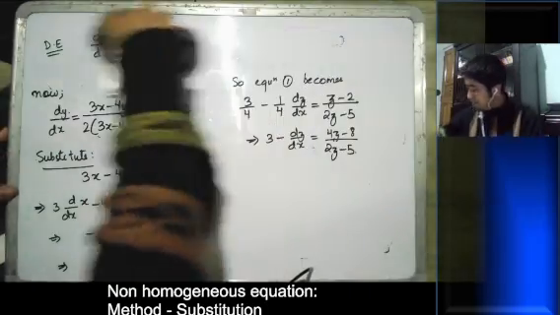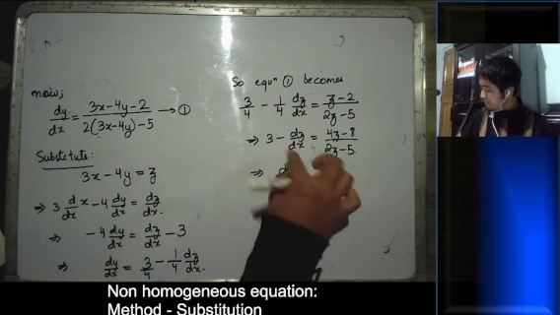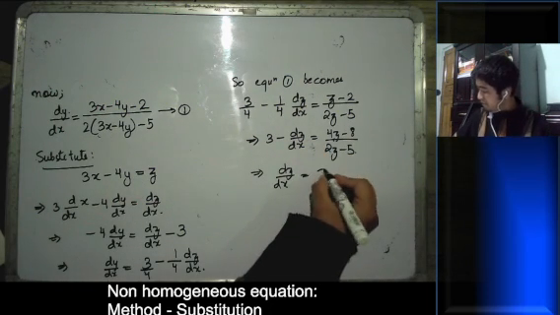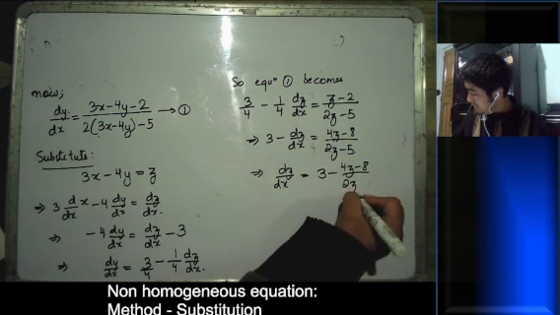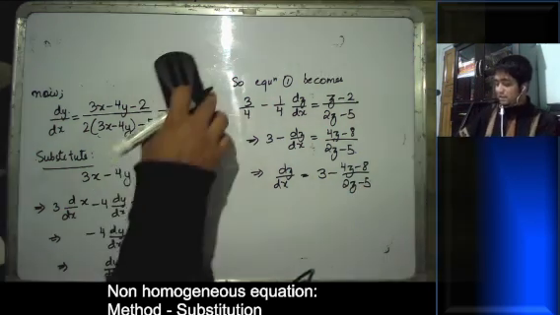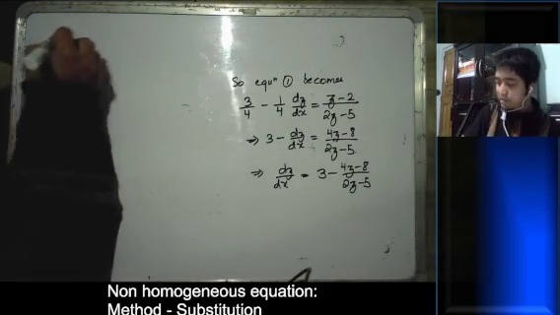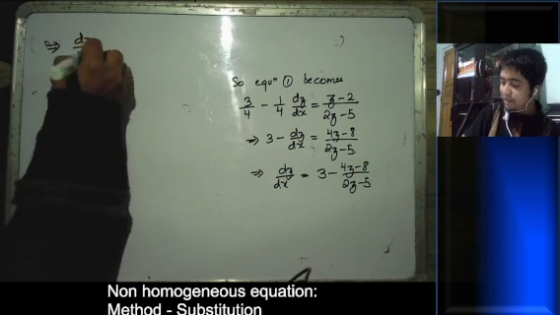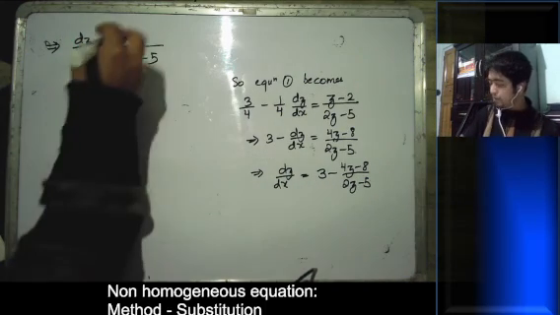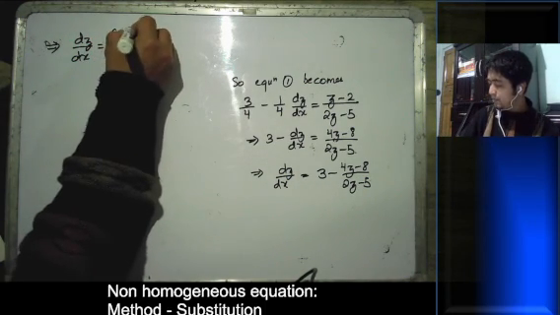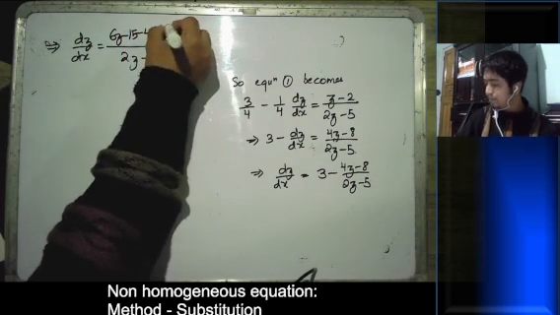Okay, so dz/dx, if you take this one to that side, you will be getting 3 minus 4z minus 8 upon 2z minus 5. So this is what we are getting. So if you notice, okay, we will simplify it first, and then you will notice something. 2z minus 5, okay, will become 6z minus 15 minus 4z plus 8.